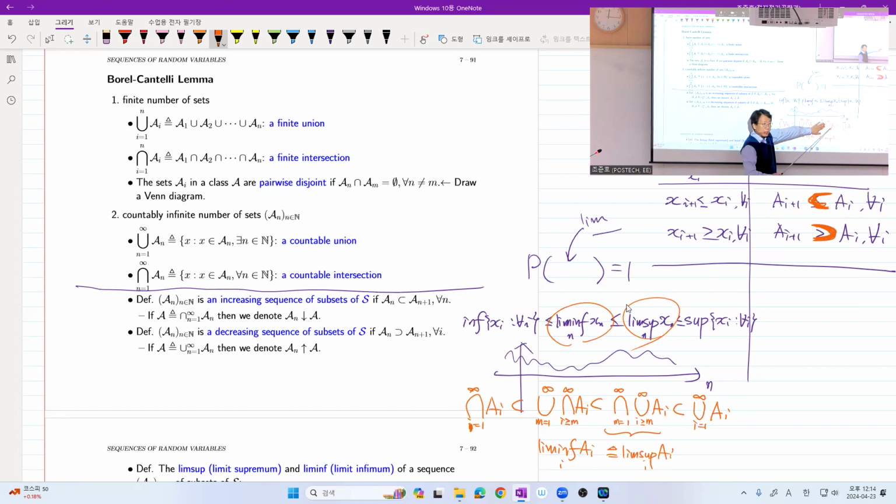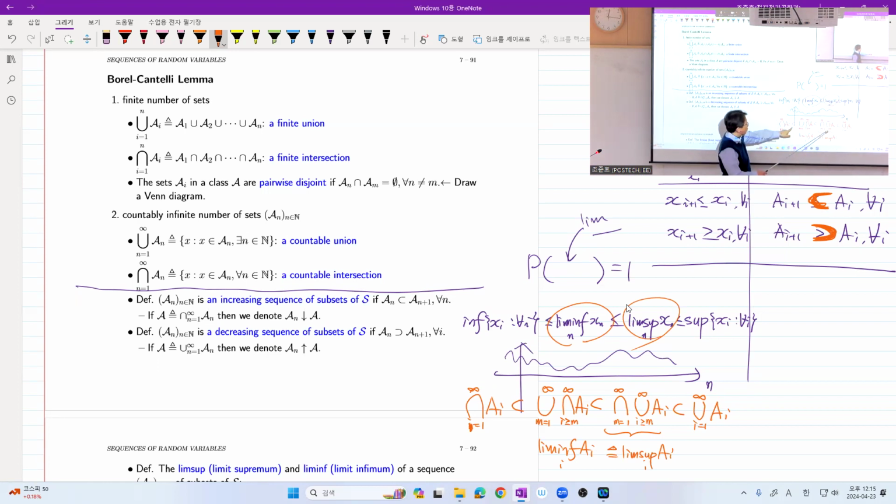This one is what? When you have a sequence of events, you cut at the mth time index, and you take the union of everything. Now, what about this sequence? This sequence always decreases. What about that one? This sequence, you take the intersection from the mth term to infinity. And this sequence is always increasing.